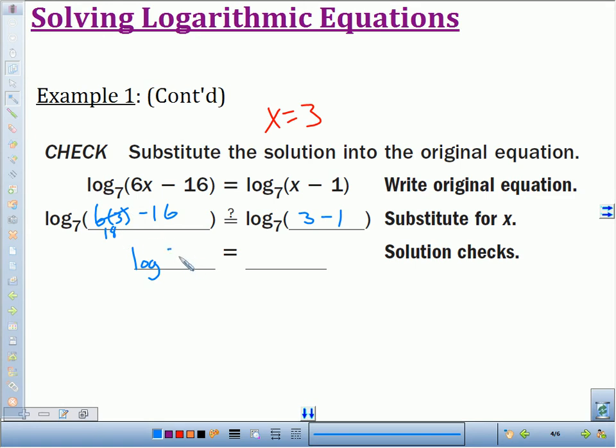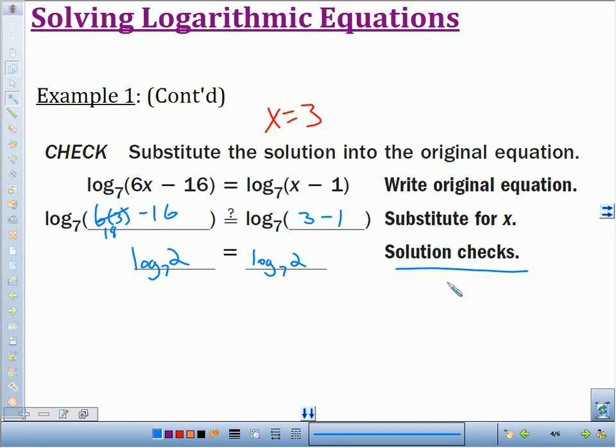18 minus 16 is 2. So we have log base 7 of 2 on one side. On the other side, 3 minus 1 is 2. So we have log base 7 of 2, and the solution checks, right? It works. Log base 7 of 2 does equal log base 7 of 2.